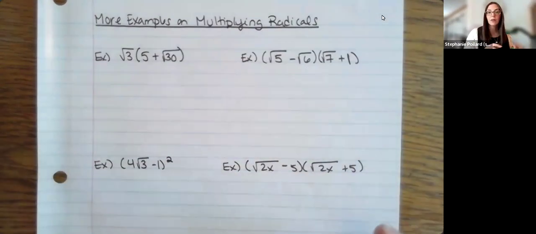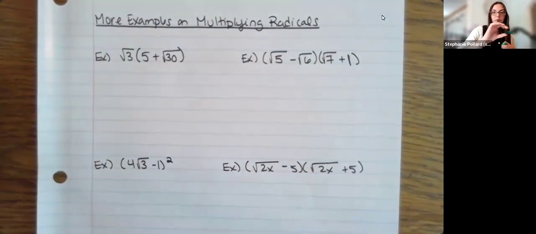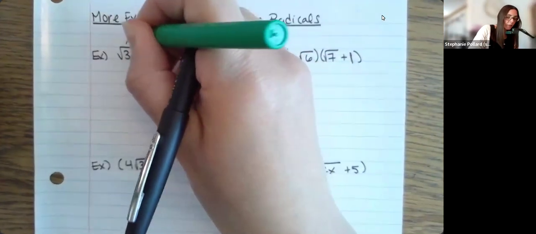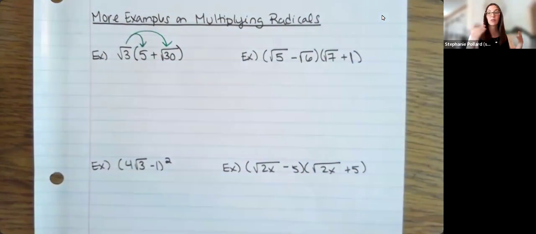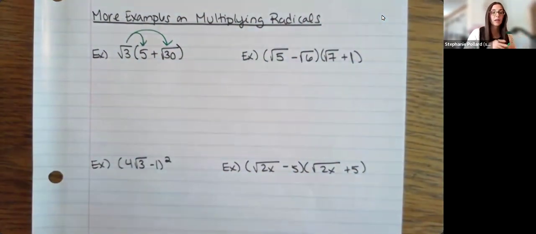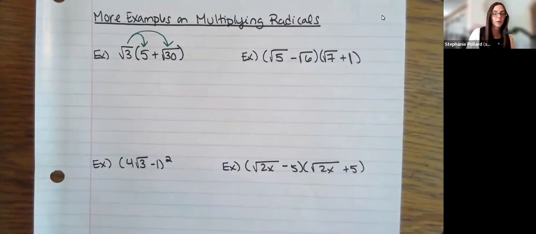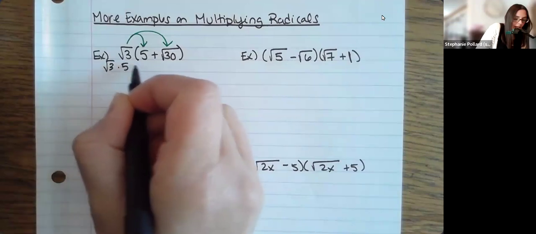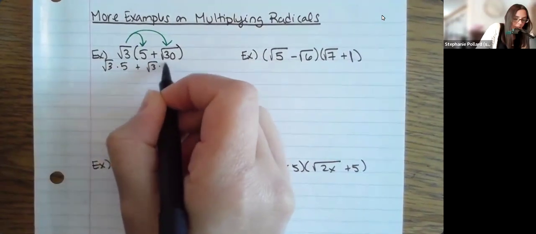So for instance, in the first example, I'm going to take that root 3 and I'm going to go ahead and distribute it through to both groups, just like I would for a regular multiplication problem here. I'm just going to be a little bit more careful with that radical. There we go. So I have root 3 times 5, and then I have root 3 times root 30.